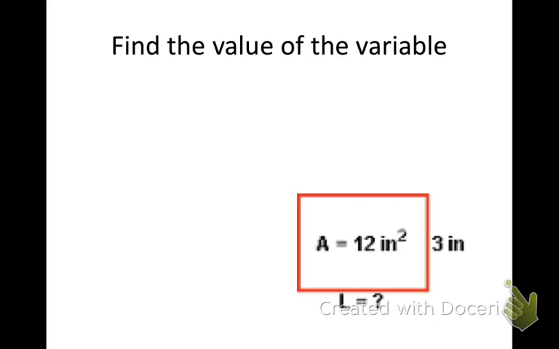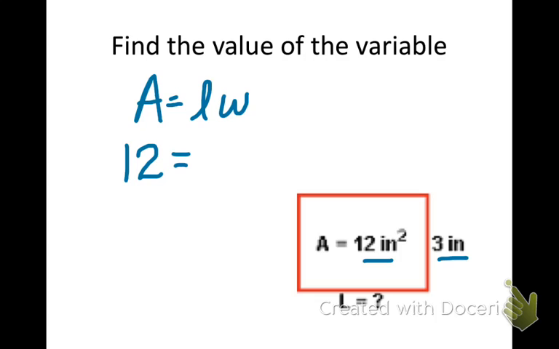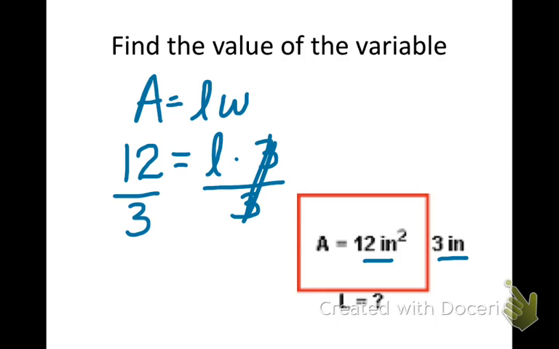We could do the same type of problem with a rectangle. We know that the formula for a rectangle is length times width. We're missing the length, but we have the width and we have the area. So we can substitute in the numbers. 12 is equal to length times 3. If we divide both sides by 3, these 3's will cancel. And then 4 is equal to the length, and it's 4 inches.